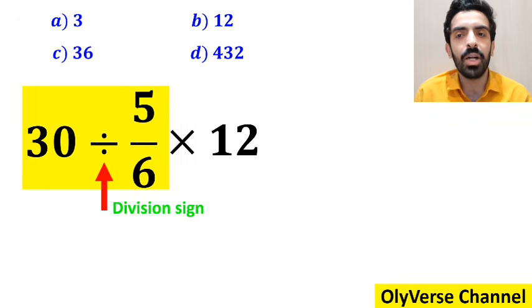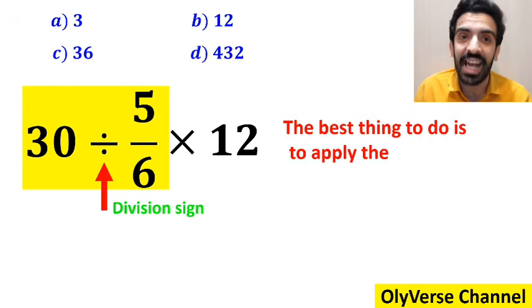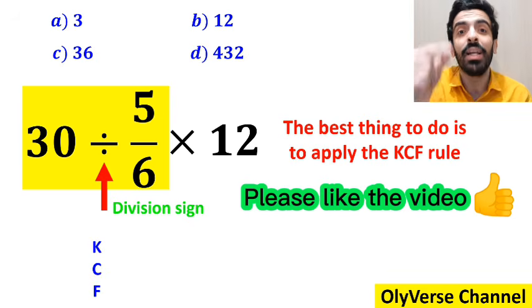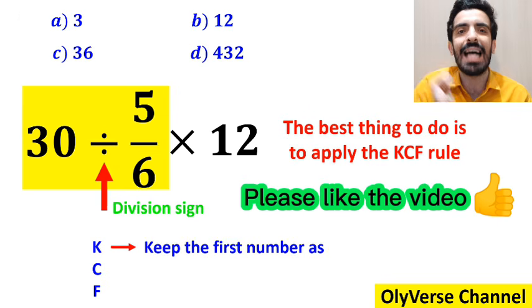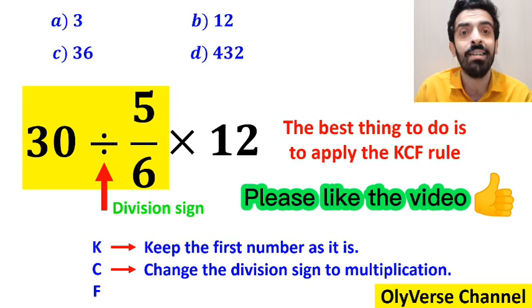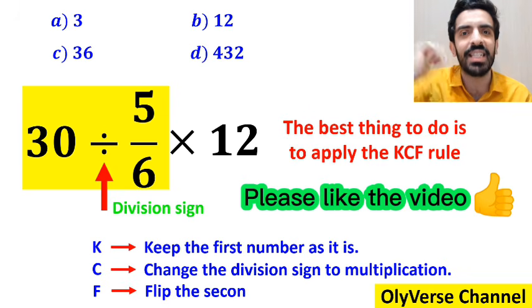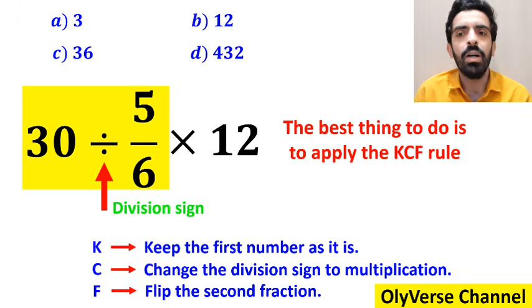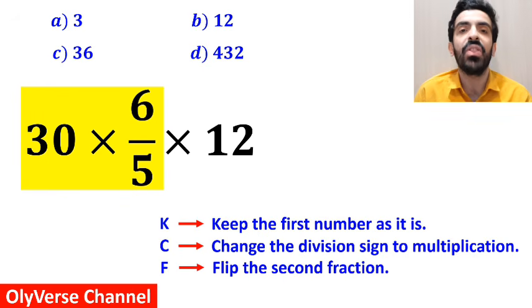Whenever we come across a division sign between two terms, the best thing to do is to apply the KCF rule. In this rule, K stands for keep the first number as it is. C stands for change the division sign to multiplication. And F stands for flip the second fraction. So, we remove the highlighted part and replace it with 30 multiplied by 6 over 5.